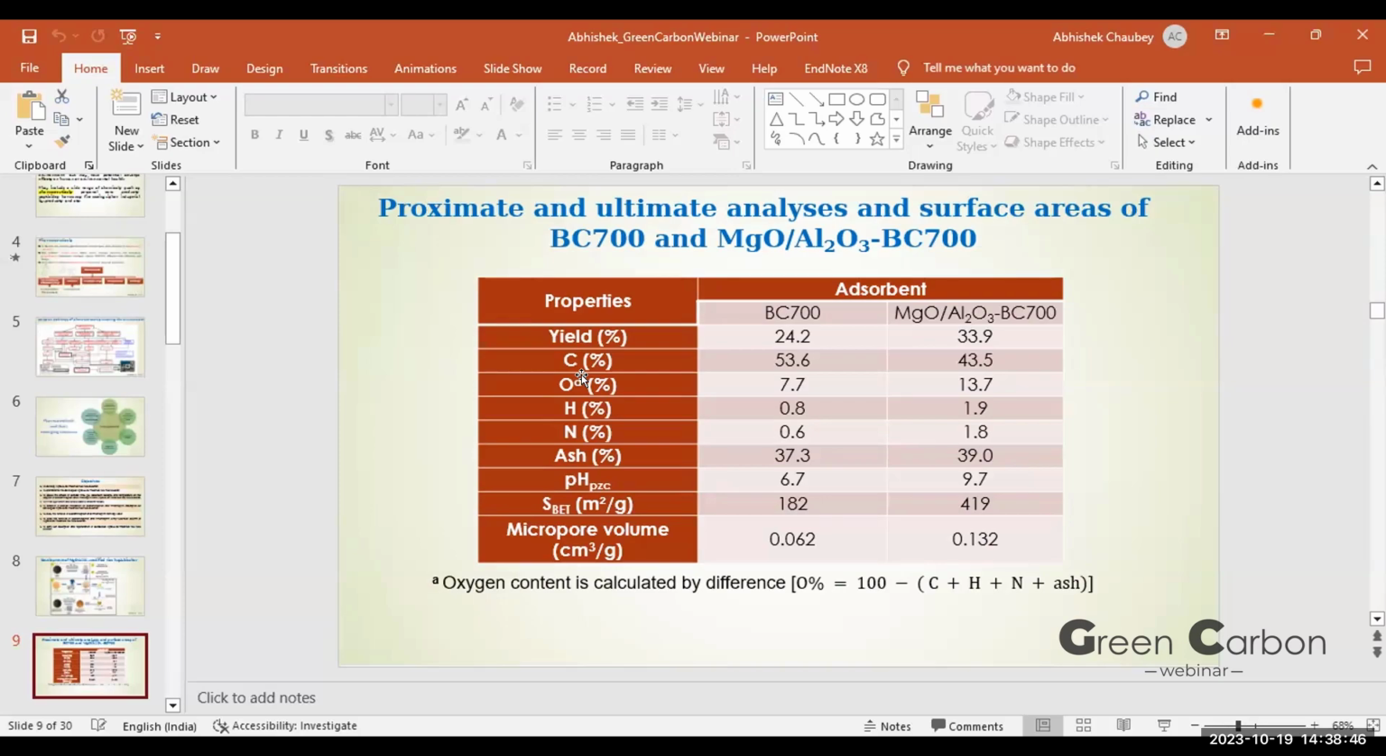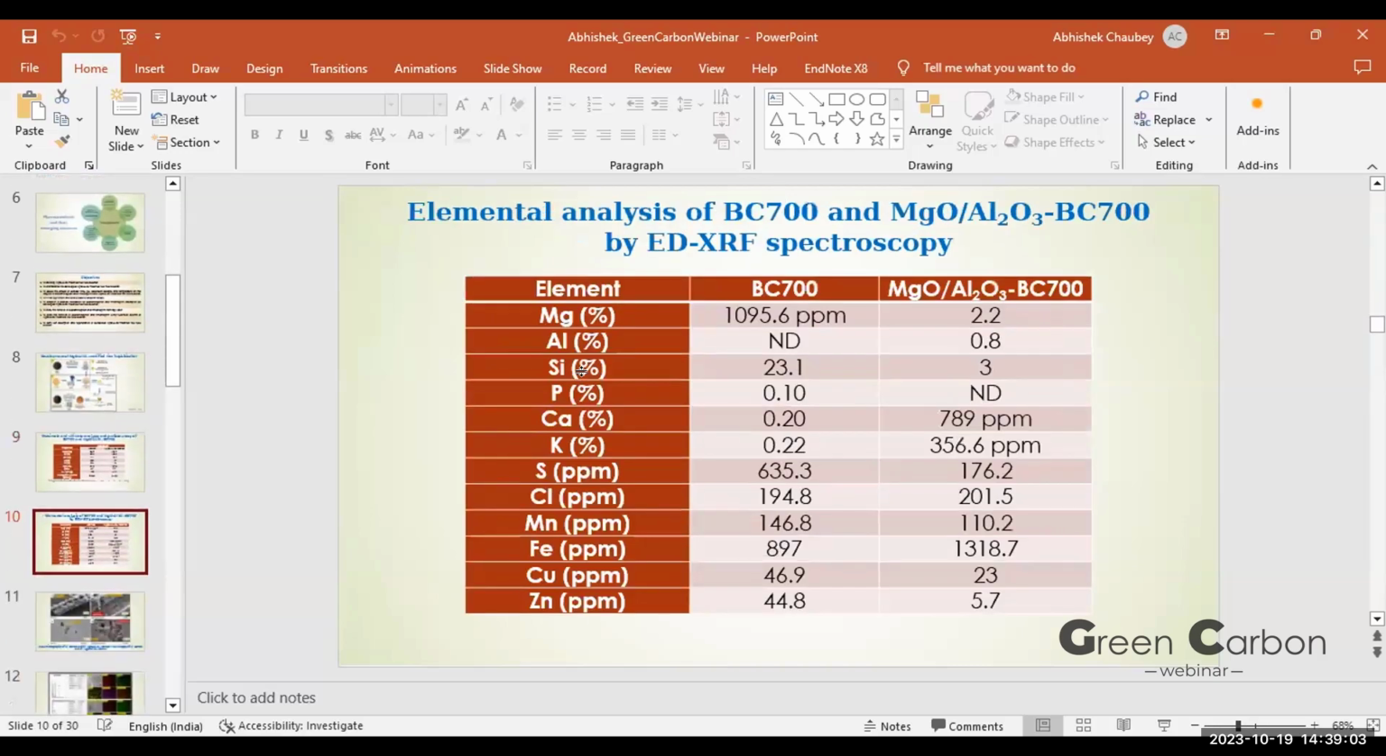The carbon content got reduced. We got the ash content increased. The PZC, the adsorbent's net positive surface charge, also increased, as well as the surface area. So these are the parameters which are required to eliminate those pharmaceuticals from the water.